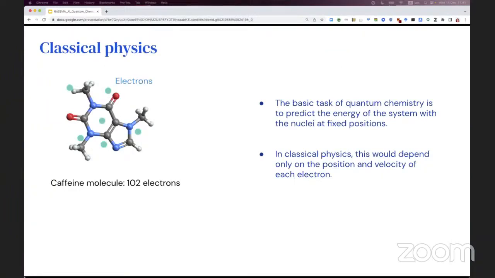So if we look at a molecule like the caffeine molecule, which is not a very big molecule, it contains 102 electrons, which are shown here in this light green color, and then the blue and red spheres are the nuclei of the atoms. If we could treat this molecule like a classical object, like a moving train, to compute its energy, we would only need the positions and the velocities of the nuclei and the electrons. So that's an easy task because we just need 102 electron velocities and 102 nuclei velocities. So that's easy from the classical mechanics point of view.